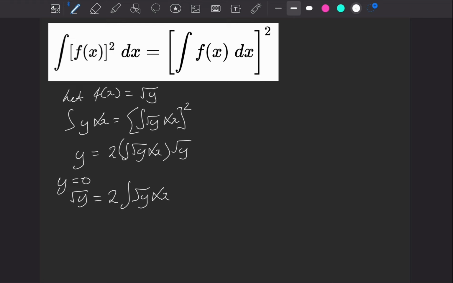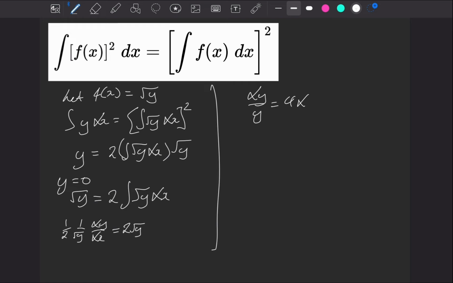To do anything here then, what we're going to do again is differentiate. So the left-hand side, we will get 1/2 multiplied by 1 on root y multiplied by dy dx. And the right-hand side, we'll get two lots of root y. Now, we'll try and separate the variables. So we'll bring the root y to the left, and the half can go to the right. So what we're going to get is dy on y is equal to 4 dx.